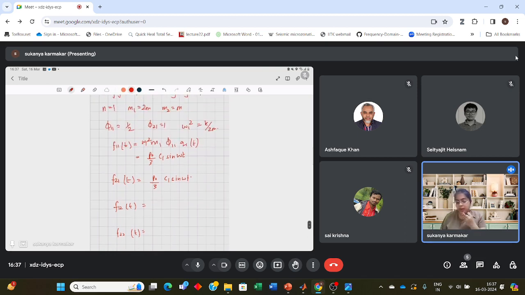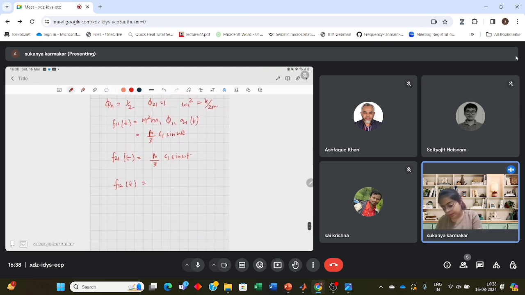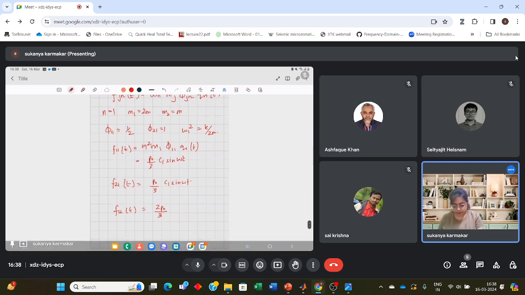Basically, here you are getting the story shears, right? So let's write them so that you can match your answers. 2p naught by 3. Simply plugging values in this equation blindly, you will get f11, f21, f12, and f22.